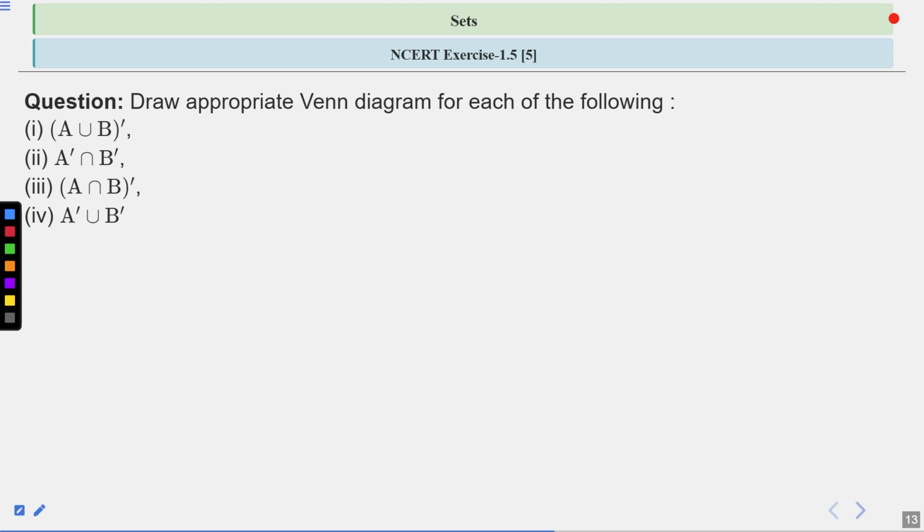Here we have to draw an appropriate Venn diagram for each of the following. For first, A union B whole complement. For second, A complement intersection B complement. For third, A intersection B whole complement. And for fourth, A complement union B complement. You'll have some seconds to try this problem, and afterwards we will be moving to the solution slide. So your time starts now.